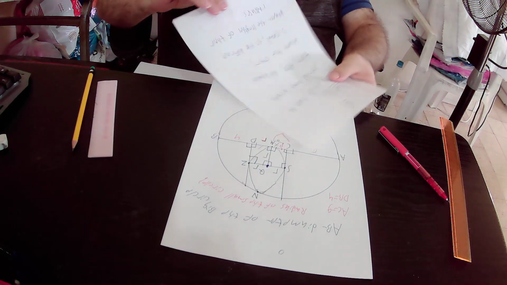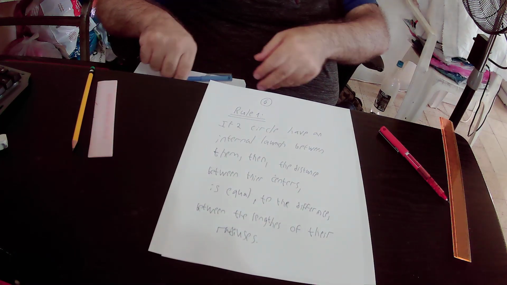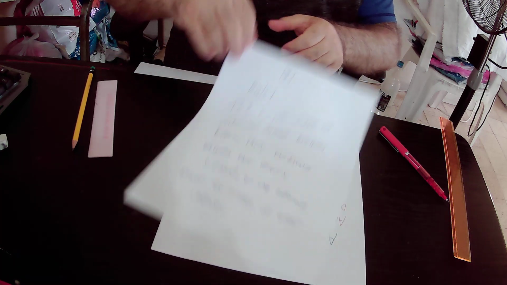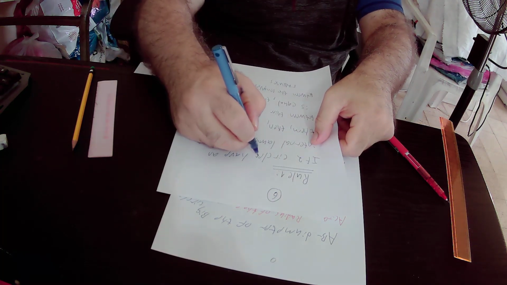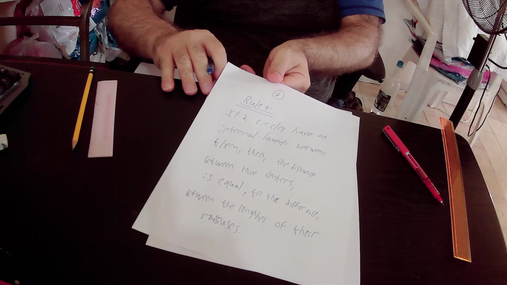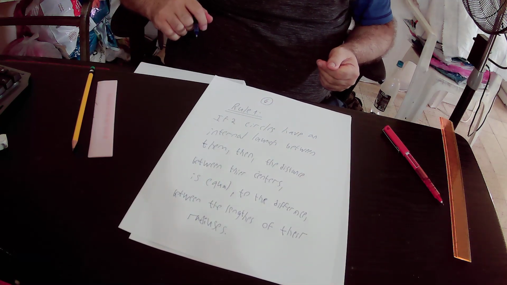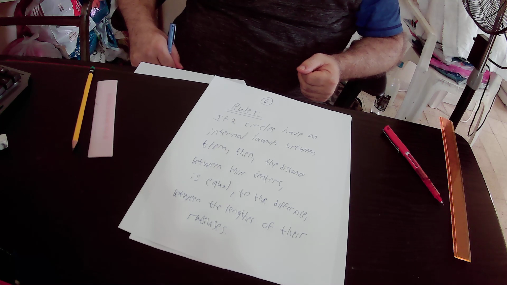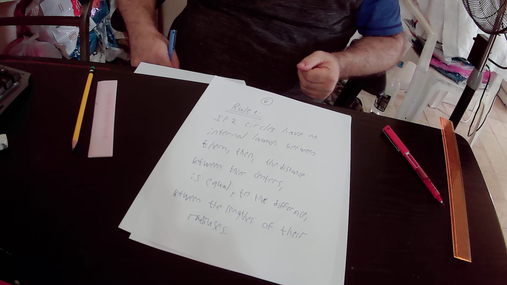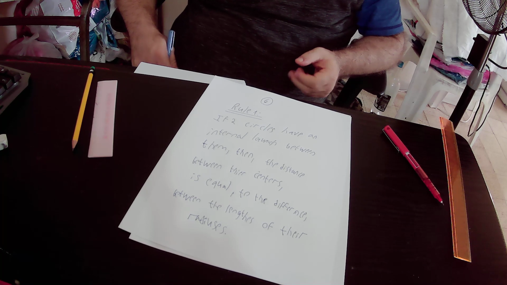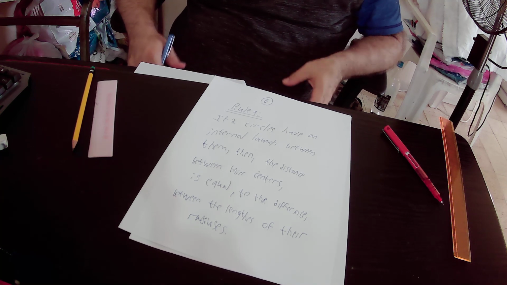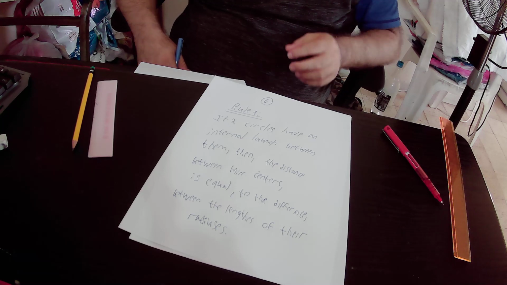So I will read rule number 1 again. Rule number 1 states that if two circles have an internal tangent between them, then the distance between their centers is equal to the difference between the lengths of their radii. Okay, that is rule number 1, and we can implement rule number 1 in our circles.